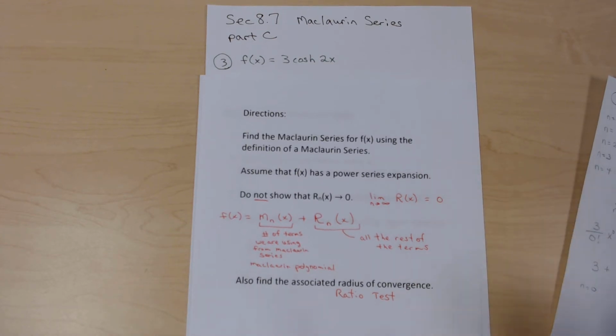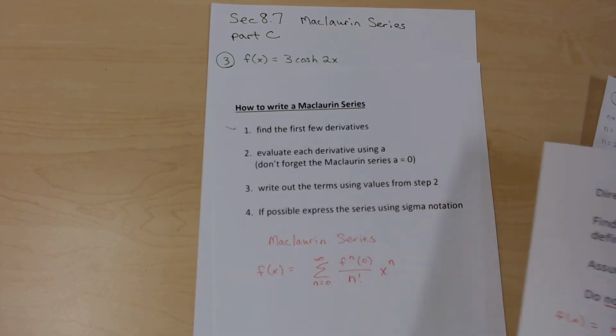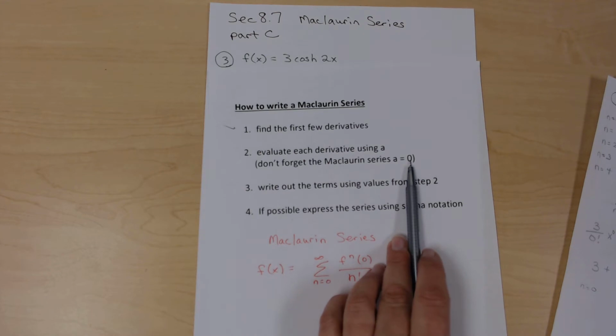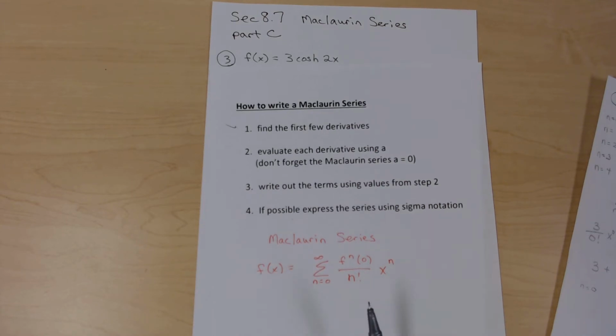Okay, all right, so example 3, and remember we're going to use this. We write the first few derivatives, evaluate those derivatives when a is 0, or at 0. Then we write those terms out, and then we write it using sigma notation.